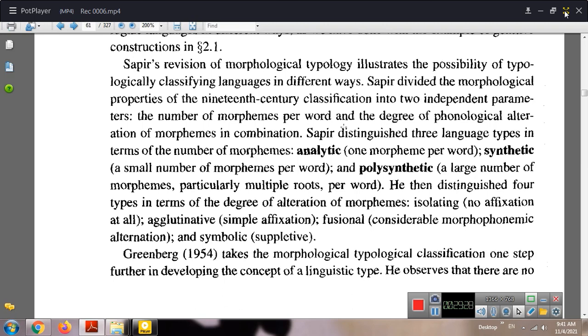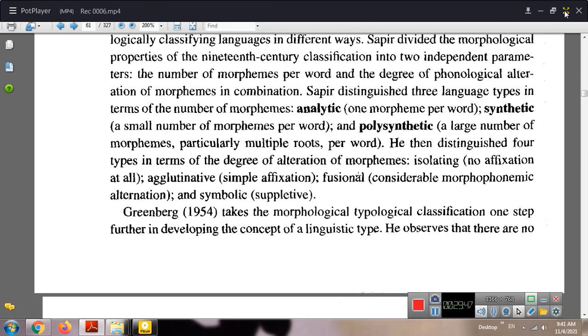Okay, here we have another classification of word morphology based on Sapir. You should know that. Sapir distinguished three language types in terms of the number of morphemes. One of them is analytic. In the analytic language, we have one morpheme per word. Synthetic, in which a small number of morphemes are used per word, and polysynthetic, a large number of morphemes, particularly multiple roots per word.